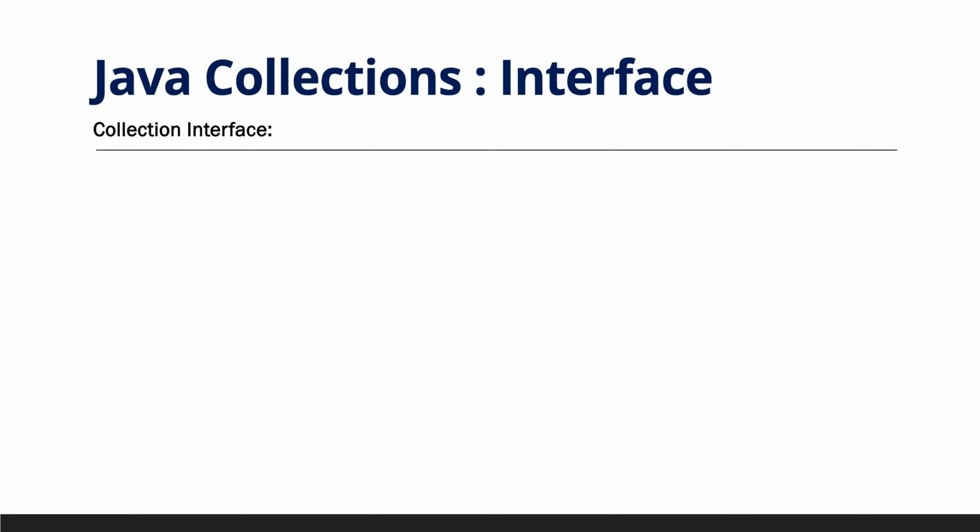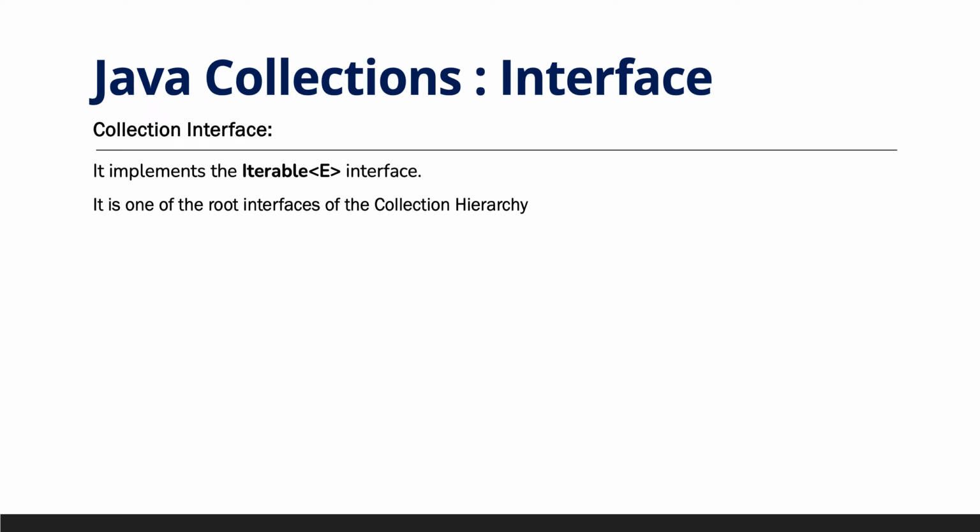The next interface available in this hierarchy is Collection itself. The Collection interface basically extends the Iterable interface, because Iterable is the root interface in the collection hierarchy. Second, the Collection interface is one of the root interfaces in the collection hierarchy, which provides a bunch of methods. We will see all those methods one by one. The next point we have to know is that the Collection interface is not directly implemented by any class.